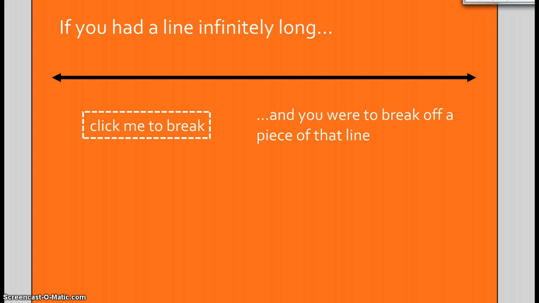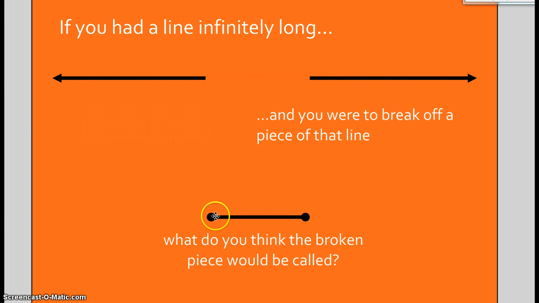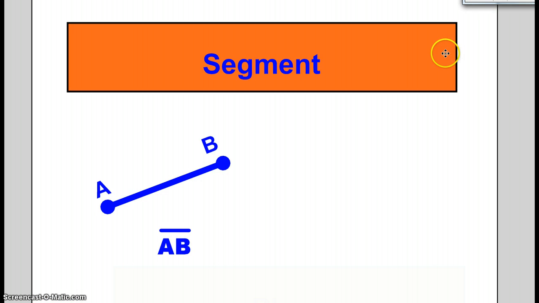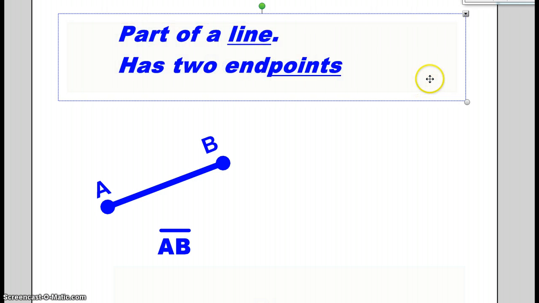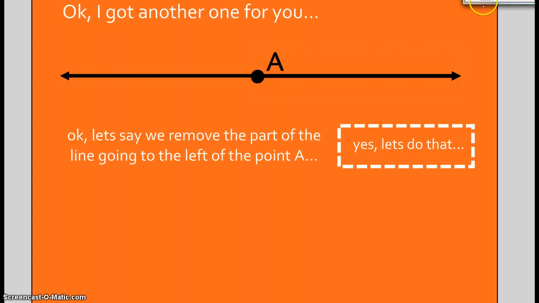Now if you had an infinitely long line like this black one, and you took just a part of it, what do you think that's called? It's called a segment: part of a line that has 2 endpoints. You notice that there are no arrows going in both directions. This is segment AB. Don't draw any arrows if it's a segment.